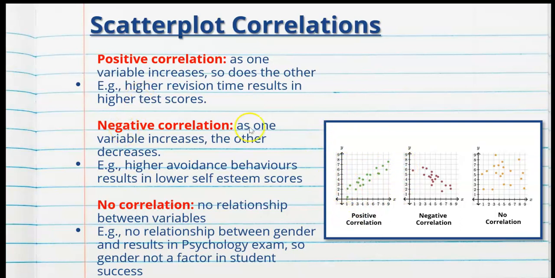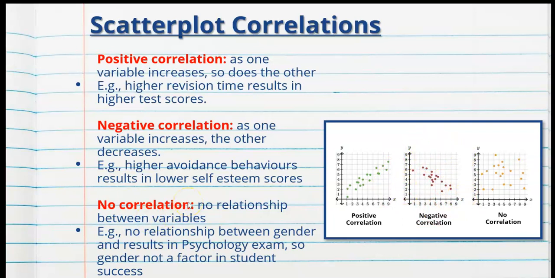A negative correlation is when as one variable increases, the other decreases, all right? So one goes up, one goes down, in other words. So higher avoidance behaviors result in lower self-esteem. So higher avoidance is going up and obviously lowered self-esteem is going down. So that is a negative correlation. As one variable increases, the other decreases, and we can see that the scores are going downwards. So that is a negative correlation as pictured here.